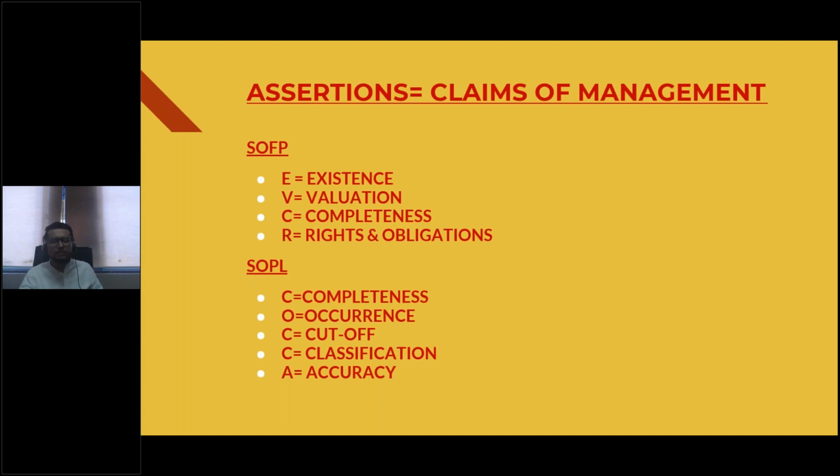The third item is called C for cutoff. What does cutoff mean? Cutoff means that you need to recognize the revenue and the expenses in the correct accounting period. So you cannot recognize revenue early. You cannot defer the expenses, and you cannot create a situation in which you intentionally do not recognize the expense in this period. You are deferring it for the next period. Don't do that. This is an assertion made by the management. The management claims that we have ensured the assertion of cutoff. So we have recognized the revenues and the expenses in the correct accounting period.